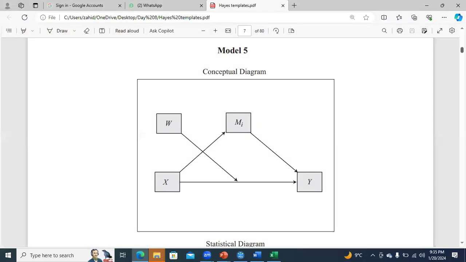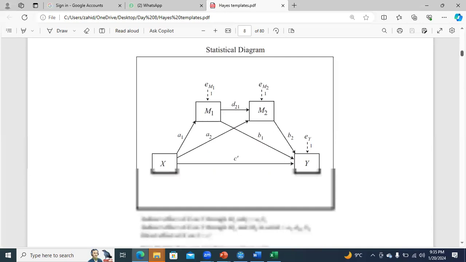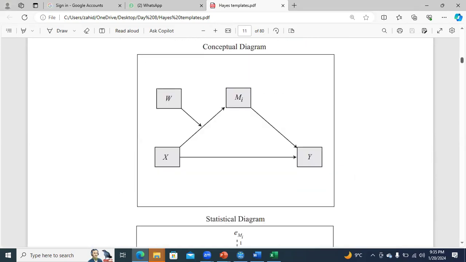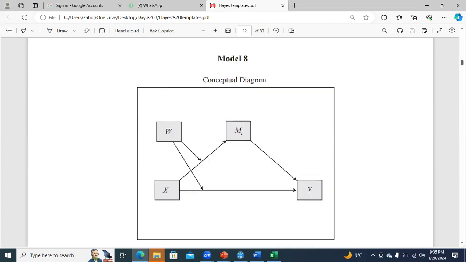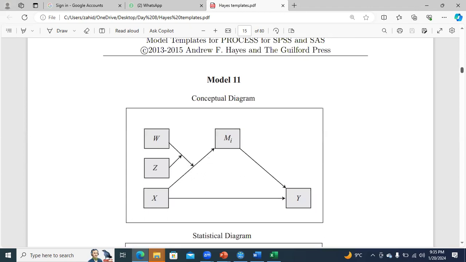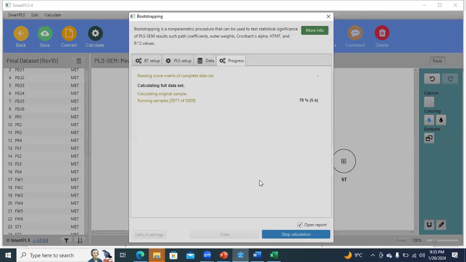So the thing is that this document I have already shared. So you need to apply all of these models. You do as much practice as you want. You can apply all these models and you can interpret them. So there is no type of complexity that you need to feel over here.